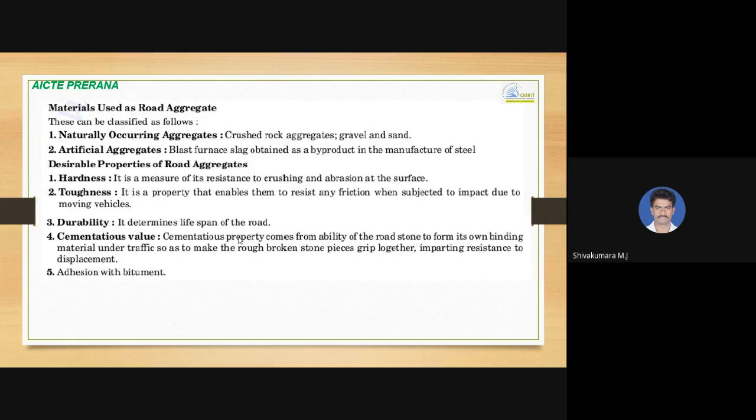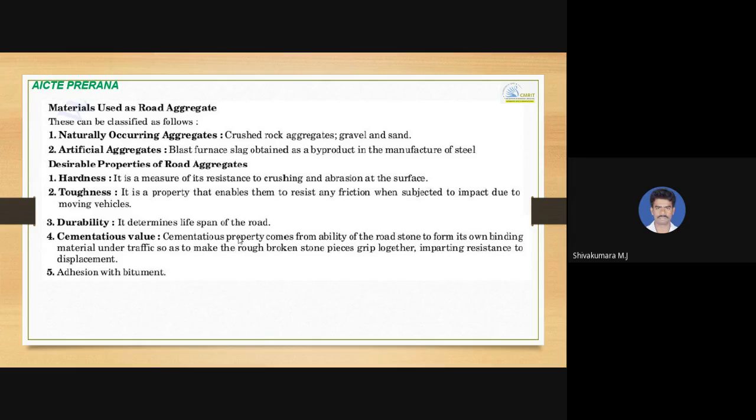For the material used for road aggregates, we can use different types of aggregates. Naturally occurring aggregates, that is crushed rock aggregates, gravels and sand, we can use, and some artificial aggregates like blast furnace slag, which is obtained as a byproduct in the manufacture of steel, can be used.